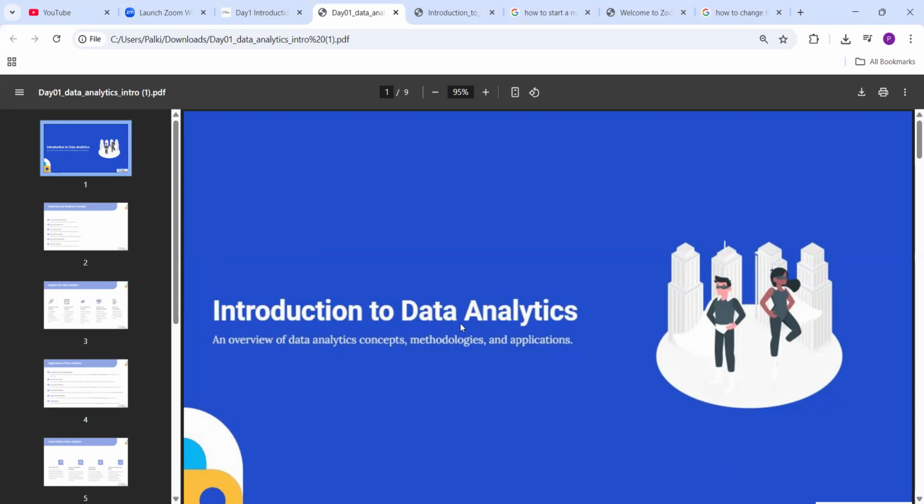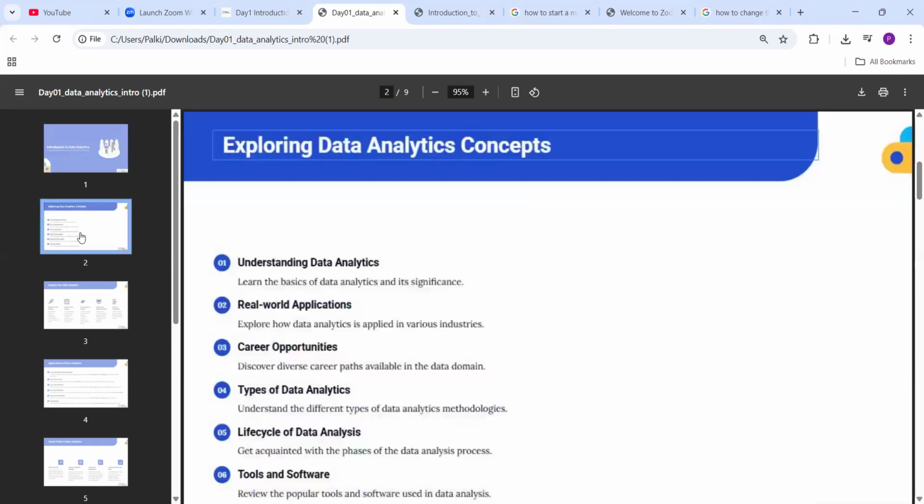So let me start. What do you know about data analytics? Data analytics is nothing but, it comprises of, what do you understand by it. So understanding of data analytics comes with the basis of data analytics and what is its significance. For example, it basically refers to analyzing, interpreting, and driving insights from raw material.